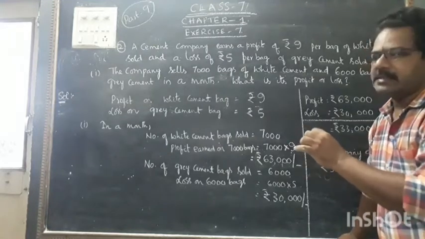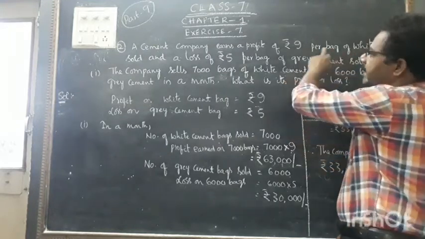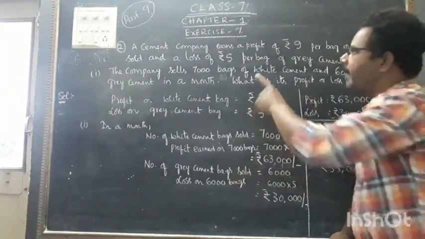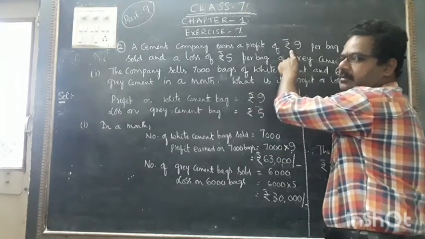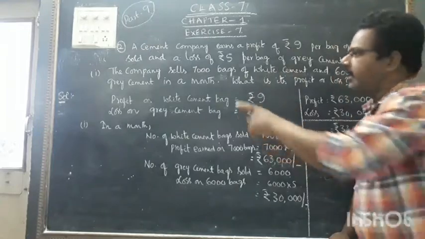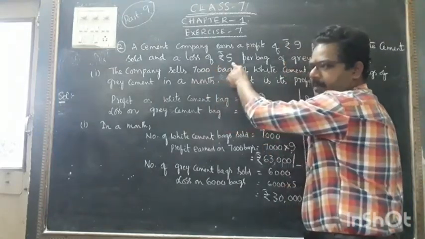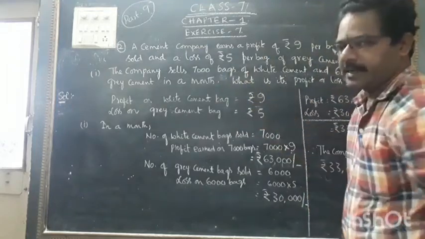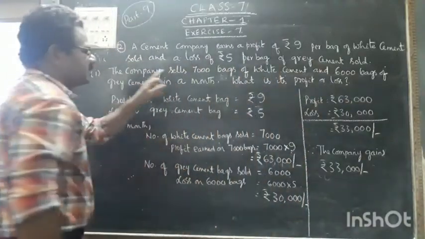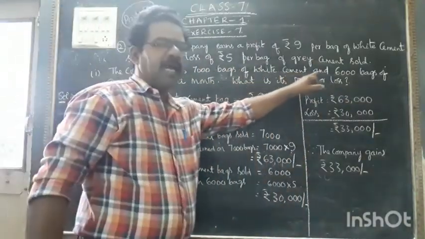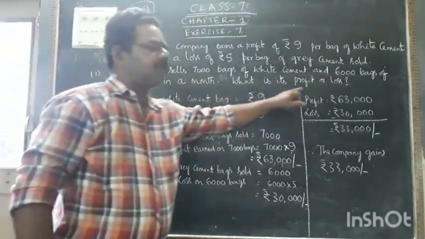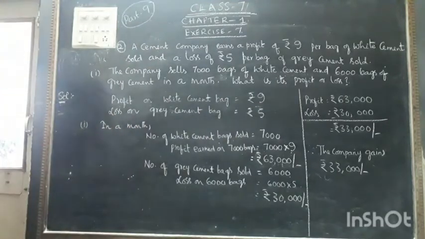Suppose the company sells one white color cement bag, it gains 9 rupees profit. At the same time, one grey color cement bag sold, it will get 5 rupees loss. Okay. So that is the data. In a particular month, the company sells 7,000 bags of white cement and 6,000 bags of grey cement. What is its profit or loss? That we have to find out.